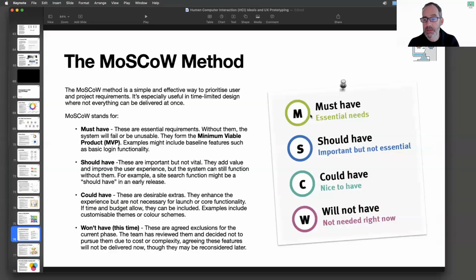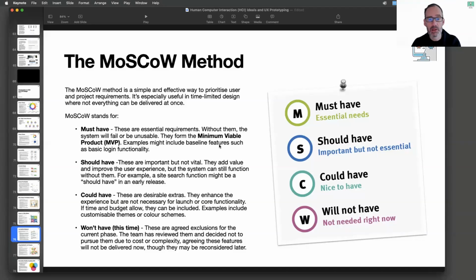And you break the tasks into four simple categories: your must-have, your should have, your could have, your won't have. So you've got your letters. If you look at the capital letters, M, S, C, W. So your must-haves, these are essential requirements, and without them, the product will just fall over or simply fail. They form the basis of a minimal viable product. That's a product with just a baseline functionality that you can ship, right?